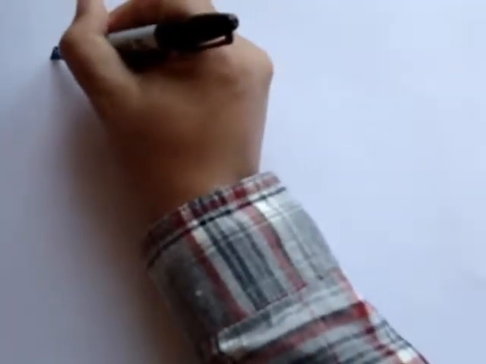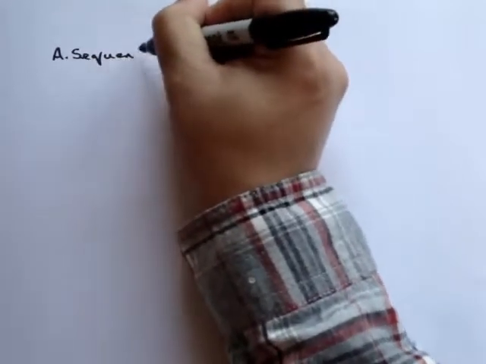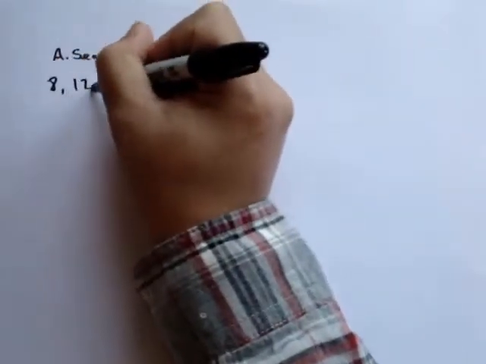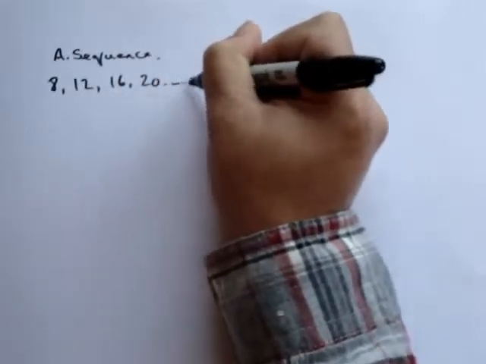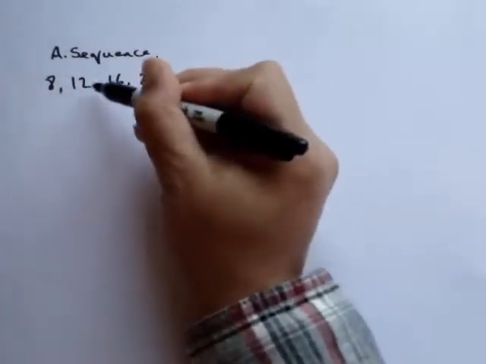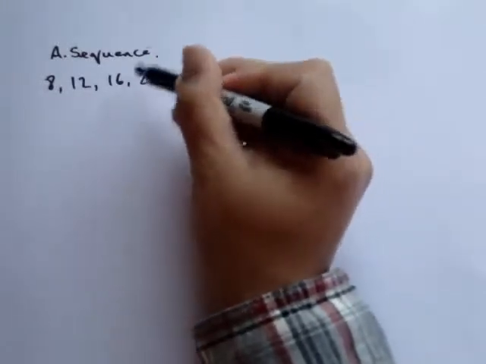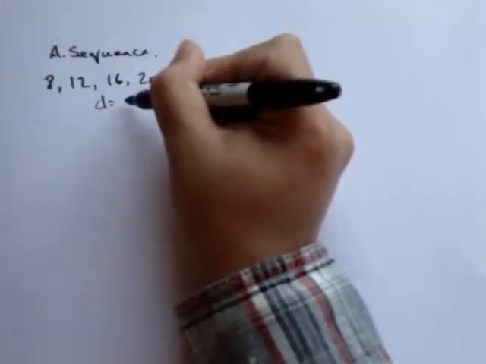If we have a look at the arithmetic sequence 8, 12, 16, 20 and so on, and we want to know the common difference, we take away 8 from 12, which gives you 4, 16 minus 12, again 4, 20 minus 16 is 4, so the common difference D is 4.